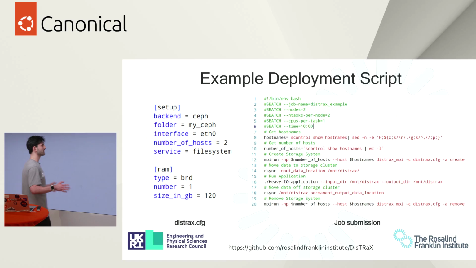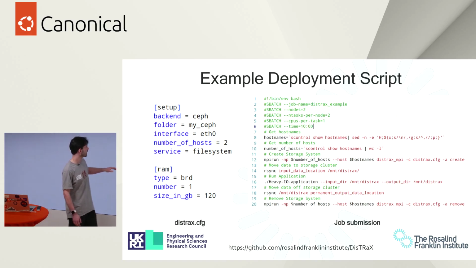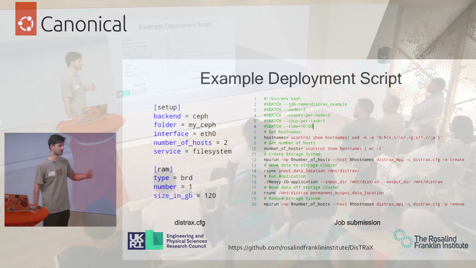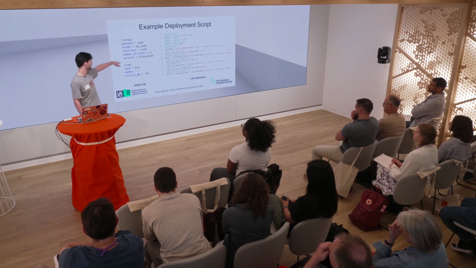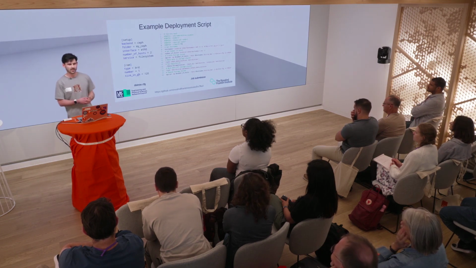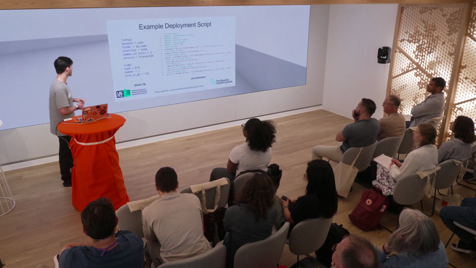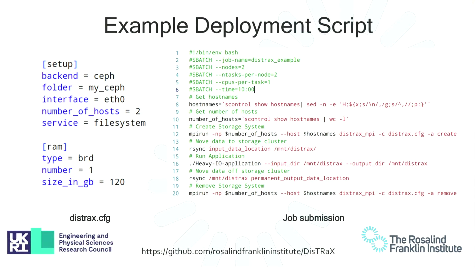So this is mainly designed for users and scientists. So we try and keep the config as short as possible. So it's simply select your backend, the folder which you're going to write your keys and information to, the interface, the number of hosts, and the service, which is either a gateway, a file system, or a pool. And then you simply state the type of RAM, which is BRD, the number, and then the size in gigabytes.